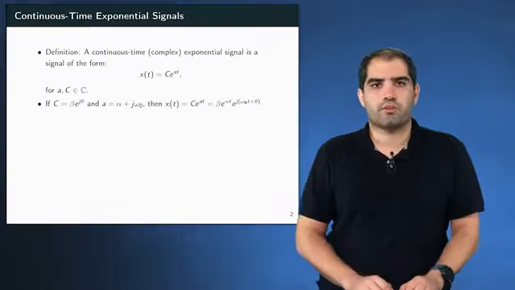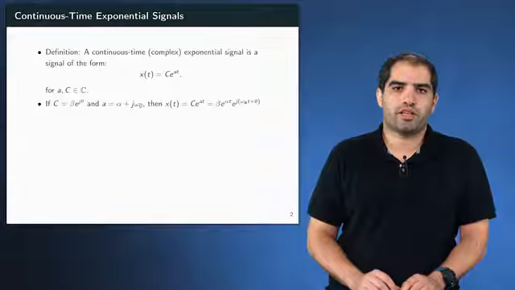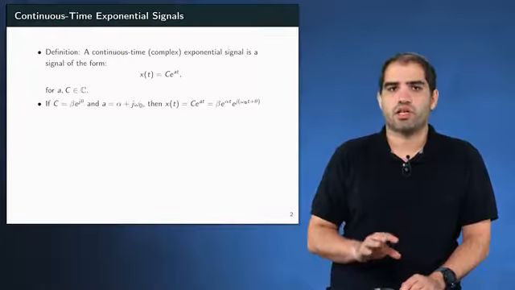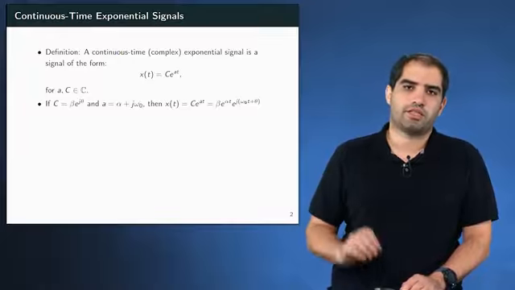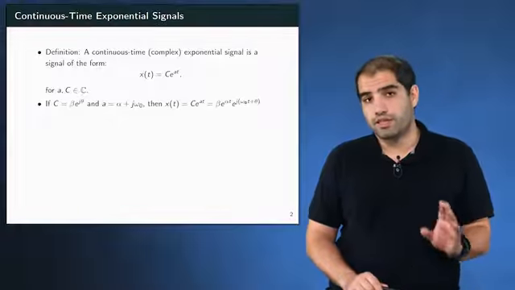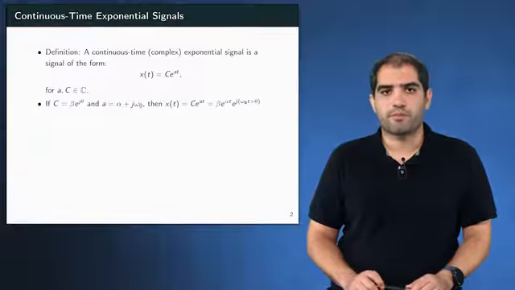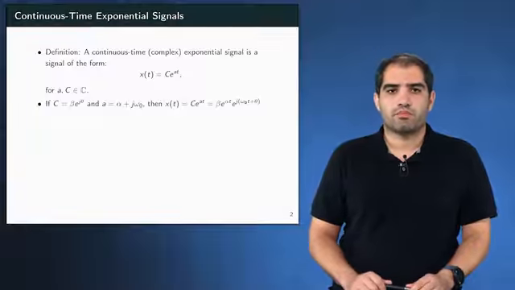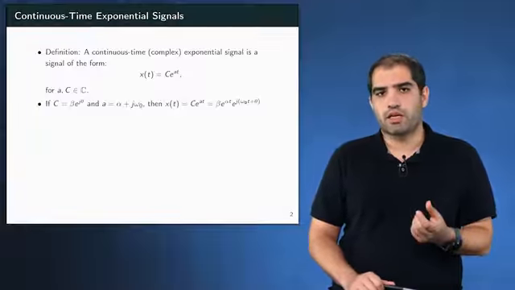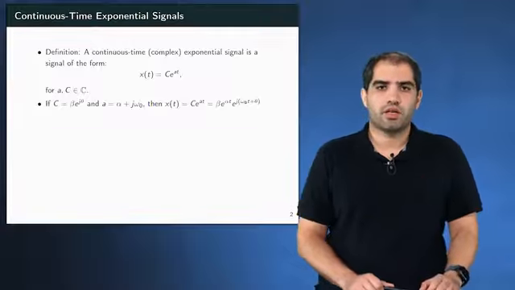So a continuous time exponential signal is any signal that we can write as some constant c times e to the power at. And here it's very important to note that c and a, in general, can be complex numbers. So the exponent a can be complex and the constant c can be complex.